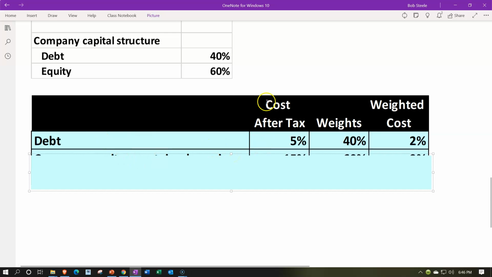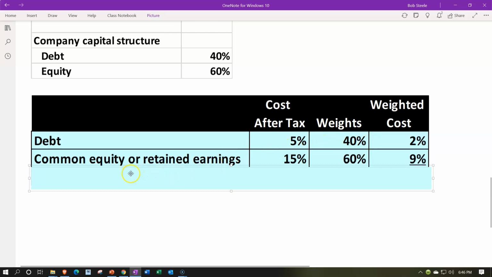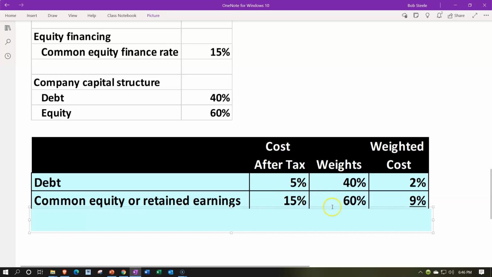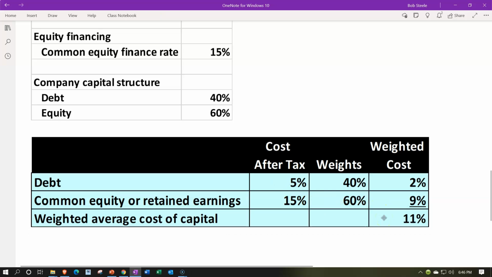Now, you can also see this in a table that might look something like this: debt 5%. So we're going to say the cost after tax. And notice again, it says after tax for the debt. When you're thinking about debt, you've got that tax impact, equity, no. The weight is then going to be the 40%. So the 5% times the 40% is going to be that 2% again. And then we have the common equity, cost after tax. There isn't a tax effect with equity. So it's going to be that 15% times the weight of 60%, which gives us the 9%. And then the weighted average cost of capital, once again, is 11%. This table format for some people is an easier way to see it. So you can look at it in multiple different ways.